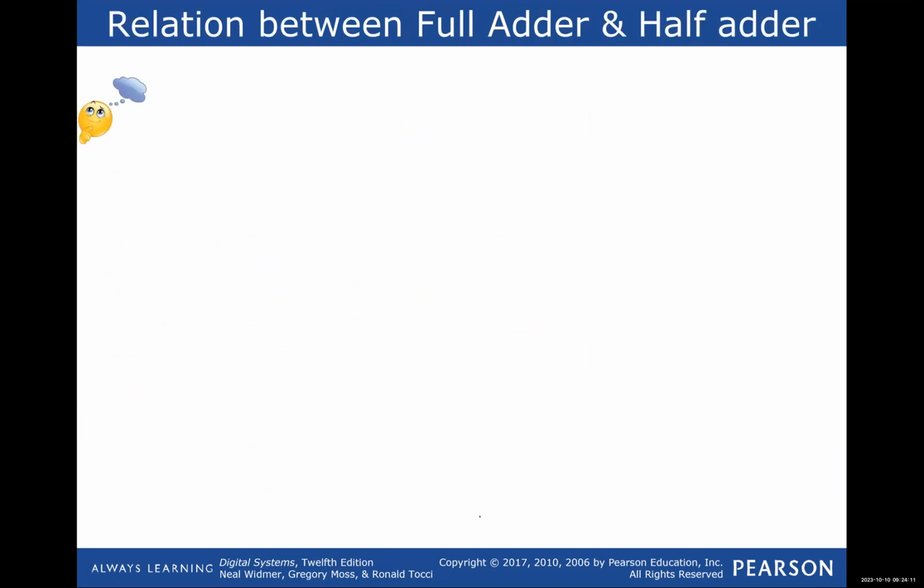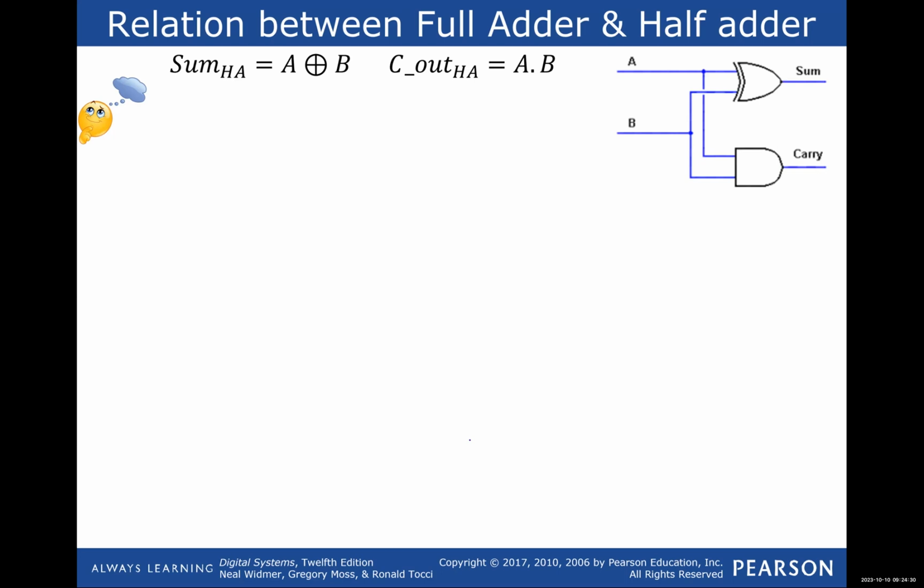So now my summation for the half adder, and I'm just going to put a subscript HA, that means the half adder. If you take a look in your notes, you're going to notice that we found that the summation for the half adder was A XOR B. The carry output for the half adder was A and B. And this is the circuit that we came up with. Now for the full adder, the summation was A XOR B XOR C input. And your carry output was AB plus C input A XOR B.